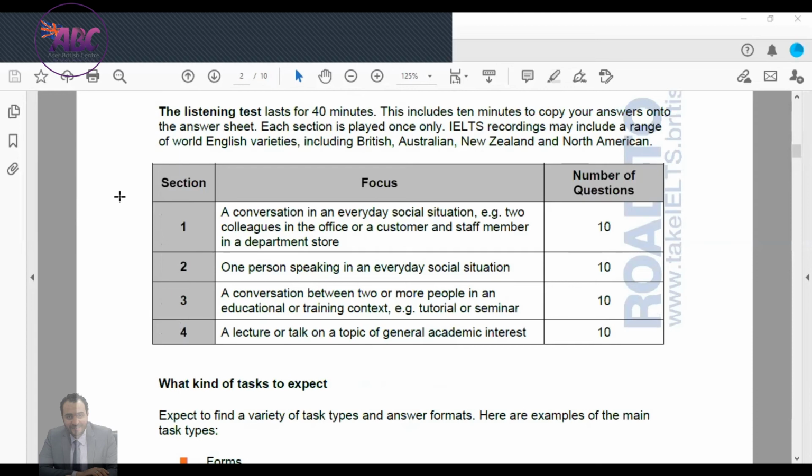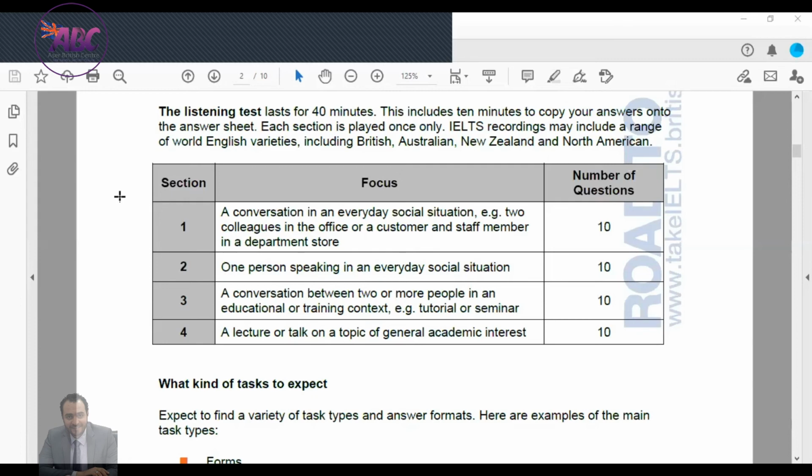Let's proceed now to section 1. It will be a simple conversation on an everyday situation: two colleagues in an office, or a customer and staff in a department store. You will have 10 questions to answer. Section 2 is one person speaking in an everyday social situation. Section 3 is a conversation between two or more people in an educational or training context, such as a tutorial or seminar. Section 4 will be a lecture or talk about a topic of general or academic interest.